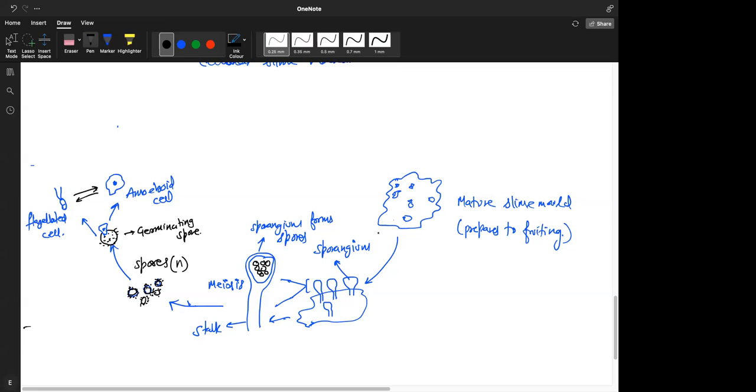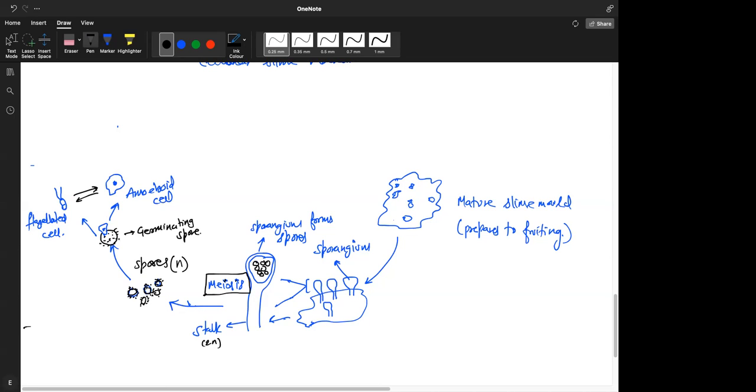Is this clear till here? Yes. Under favorable conditions, the parent starts making a sporangium. Inside the sporangium, by the process of meiosis, which we will study today. Meiosis is reductional division. So this body is diploid, and it forms haploid spores. The stalk is diploid, and it forms haploid spores.